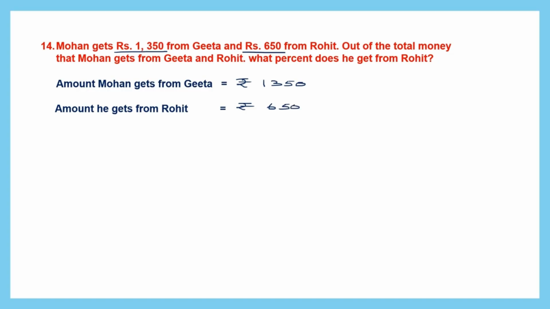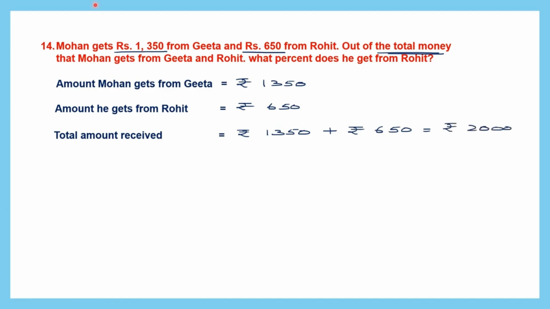Now here they're saying out of the total money, that means we need to find the total money. That is, we have to add up 1350, the amount from Geeta, and the amount from Rohit. So what do we get when we add? When we add up, you get 2000 rupees. Now the question is, out of that, what percent does he get from Rohit alone?